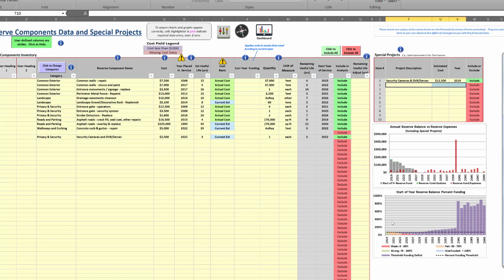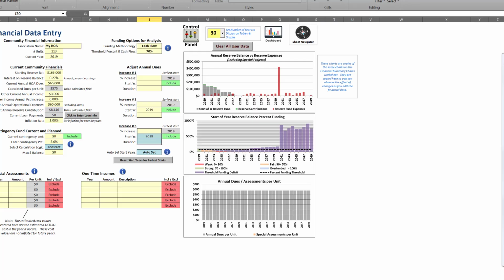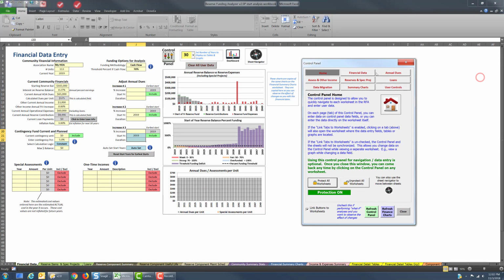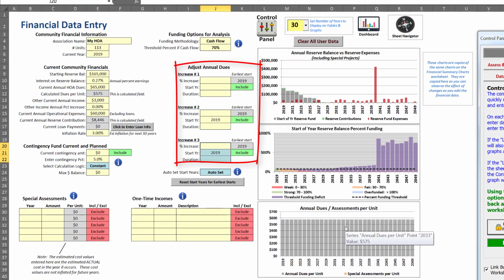You may recall that I left you with this data, and I said that the next one we would do some financial data entry. We put in just some basic financials, as I just mentioned earlier, and now I'm going to go through how to adjust the annual dues and other income producing elements in order to meet our financial commitments.